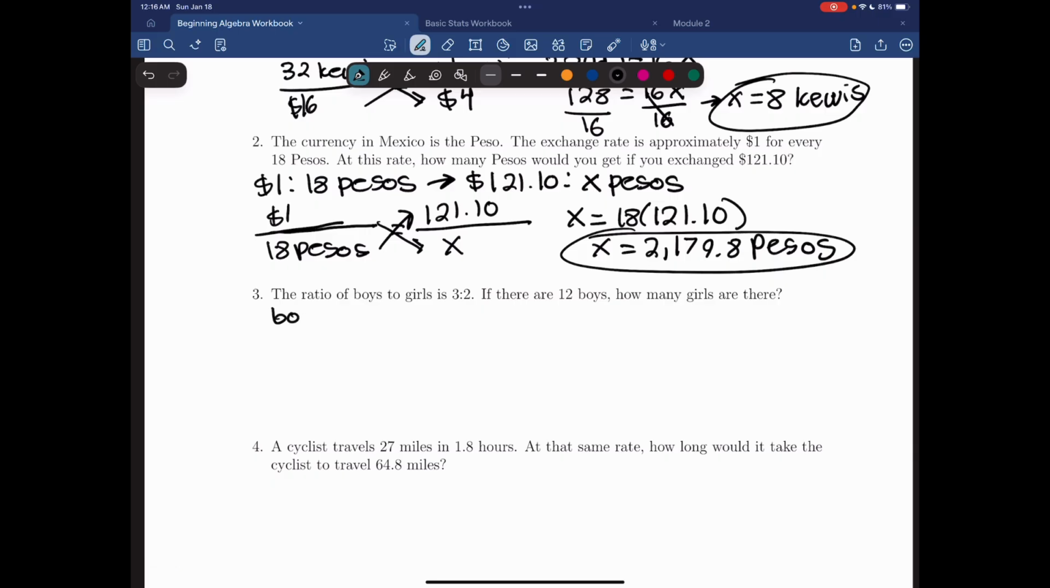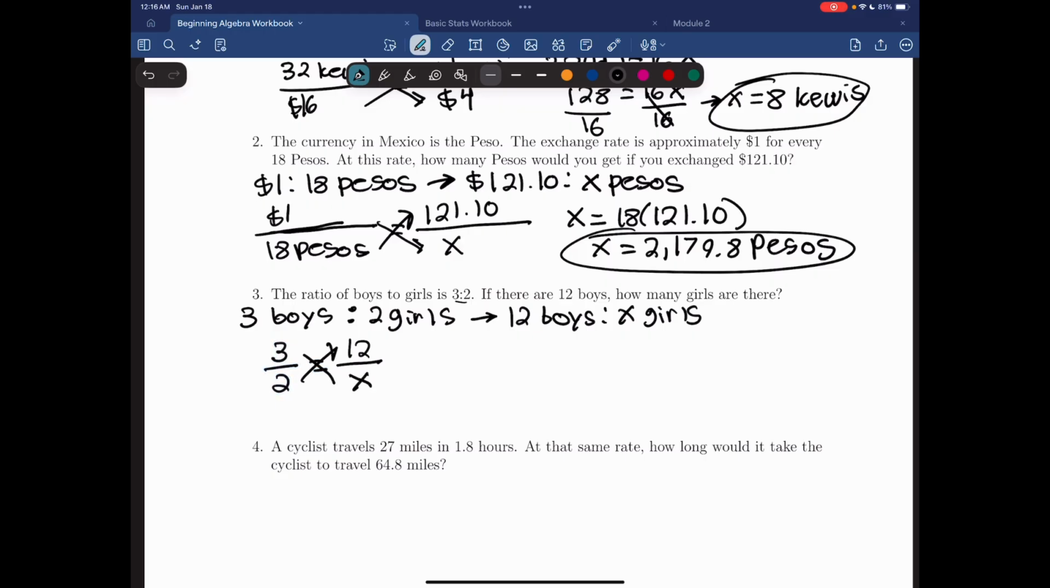So we know that for every 3 boys, we have 2 girls. Then we want to know if there are 12 boys, using that ratio, how many girls would there be? So let's set up our proportions. So we have 3 over 2, 3 boys for every 2 girls. We're going to set that equal to 12 over x.